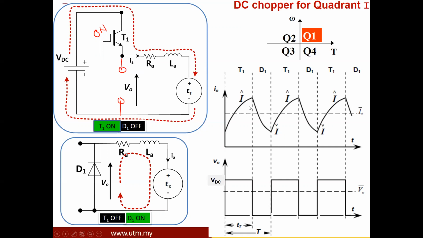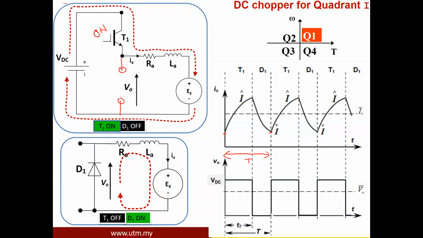As we already know, for the inductor, in 1 cycle of operation, 1 period of operation, the current of the inductor must go back to its starting value. For example, if the current starts at this value, then at the end of the cycle, the current must go back to its starting value.